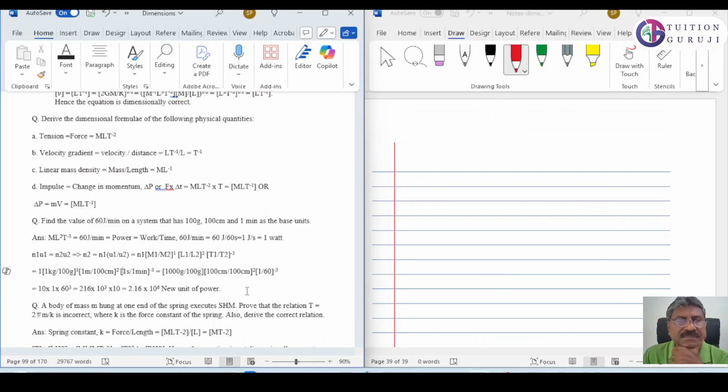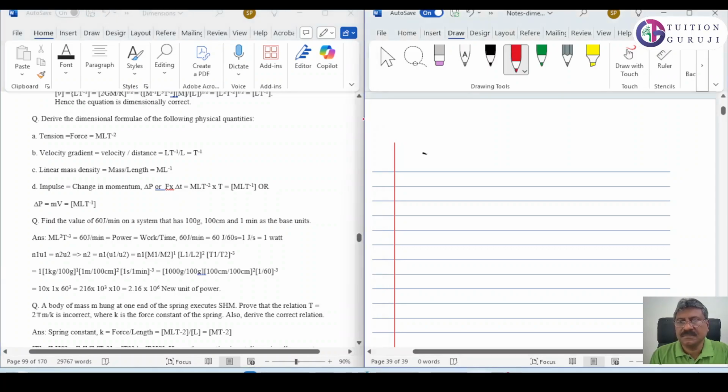Derive the dimensional formula for the following physical quantities. First is tension. Tension is nothing but force. So tension is equal to force. That is MLT raised to minus 2.